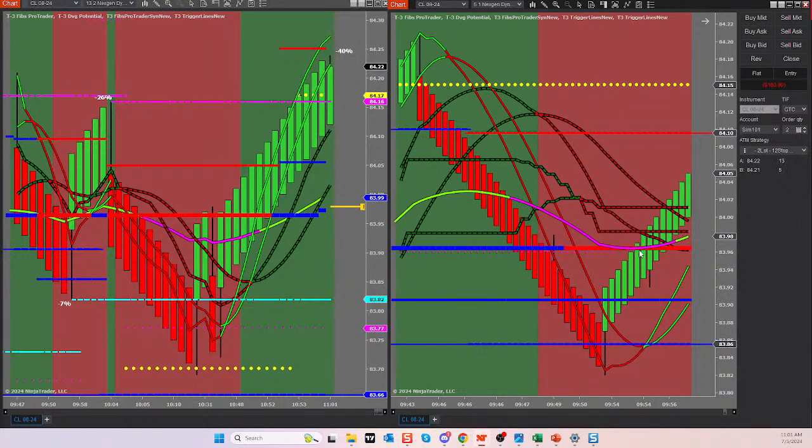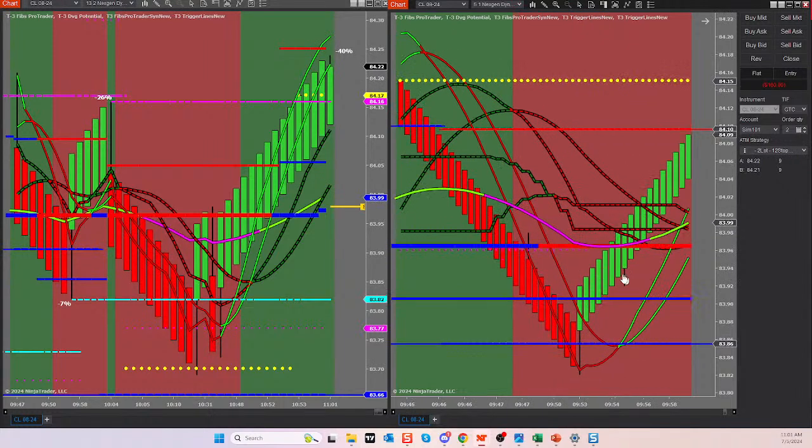And then here's the cool thing. Do you see how these areas are right before the correction point?